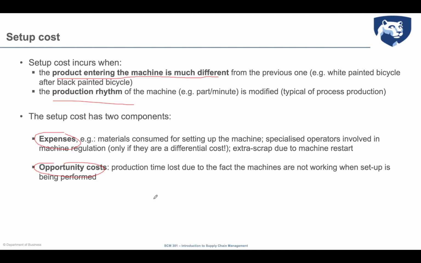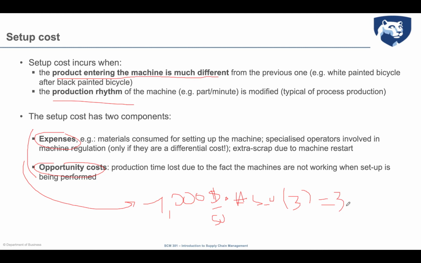Usually the setup cost is expressed as a number, for example $1,000 per setup. This value includes both of these, okay? So you just have to multiply the cost of the setup by the number of setups that are included in your plan. So if your number of setups in this case is 3, you are spending $3,000 in setup.